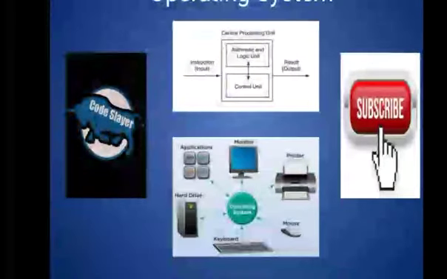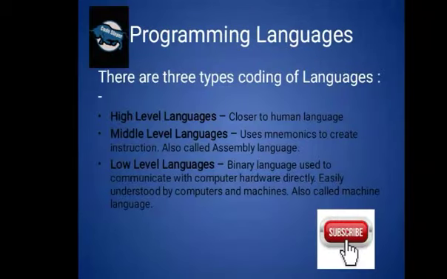After the operating system, let's move towards programming languages. There are three types of programming languages or coding languages. That is high level languages, middle level languages, and low level languages. High level languages are usually closer to human language. These are also a kind of coding language, but these are somehow related to human languages. Next is the middle level language, which uses mnemonics to create instructions. It is also called assembly language.